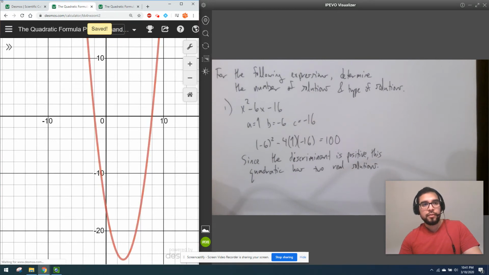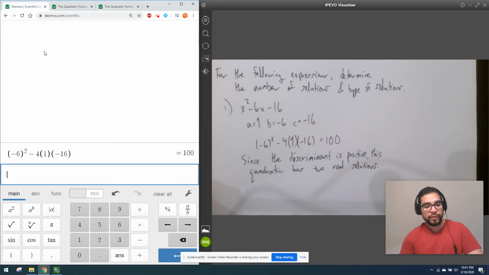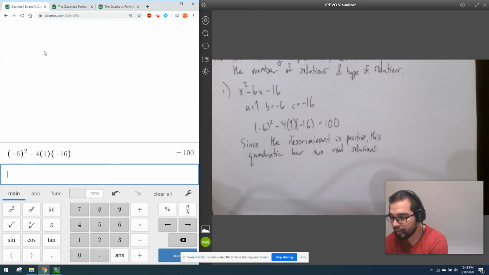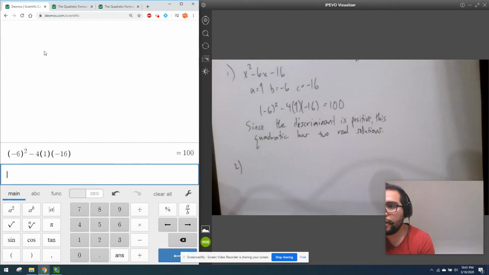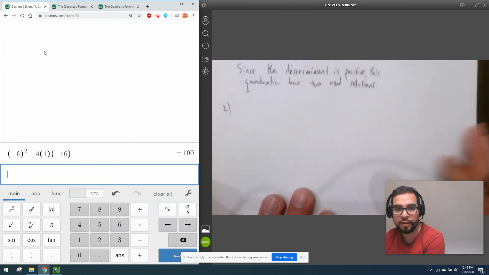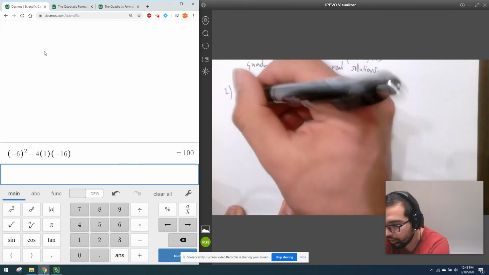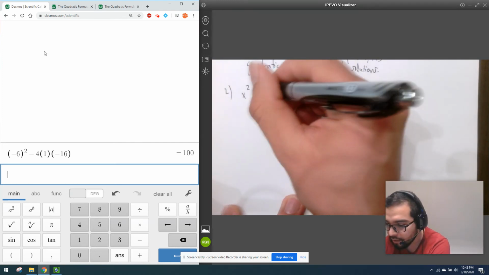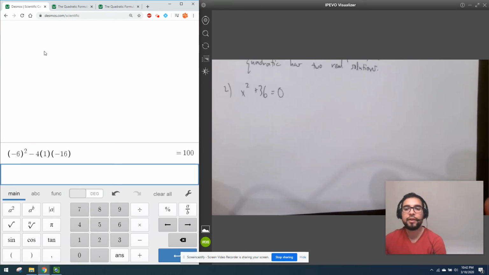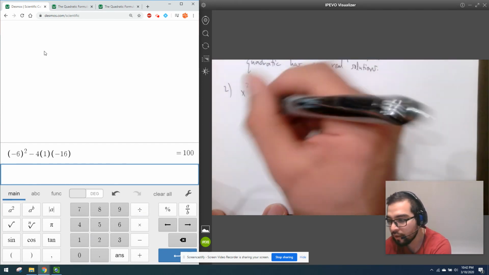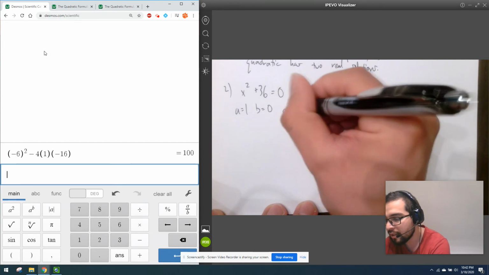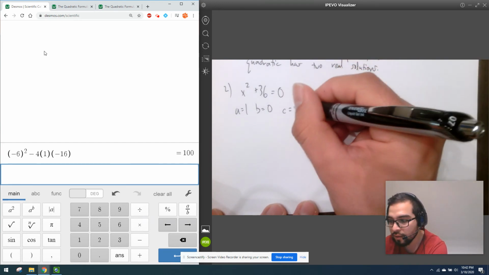Awesome. So let's take a look at the following, the next one. We're going to run this quick since we should know what we have to do next. Sorry for the bit of a delay. x squared plus 36 is equal to 0. Notice I don't have an x term. I have an x squared term and a c term, but I don't have an x term. Therefore, the value of b is equal to 0. Since I have an x squared, a is equal to 1 and c is equal to positive 36.